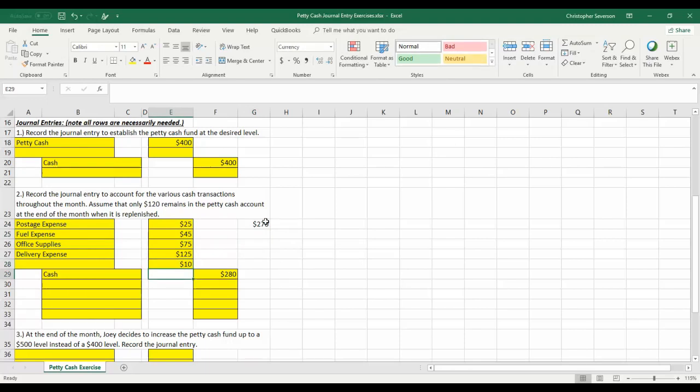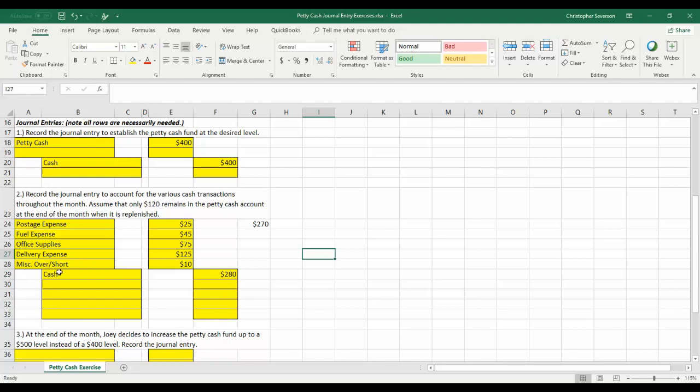What this basically means is if we truly only spent $270, we would expect to have $130 left in cash. But we don't. We only have $120. Something happened to that additional $10, whether we had another expense we didn't record, whether we gave somebody too much money or didn't get enough back. But for some reason, we're $10 short, and it's going to go to the account known as miscellaneous over and short. That's just the name of the account there.